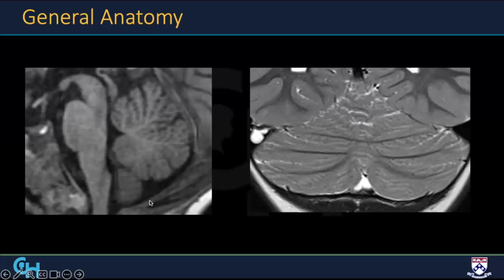The occipital bone is seen here, closely approximating the undersurface of the cerebellum, leaving only this small cisternal space, the cisterna magna, which is less than 10 millimeters in most normal scenarios. In the coronal plane, we can see the hemispheres laterally and the vermis in midline.